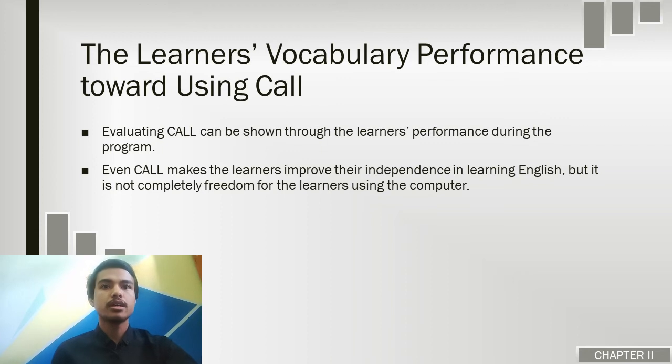Even though CALL makes the learner improve their independence in learning English, it is not complete freedom for the learners using the computer. Muhammad, 2012, assumed that some rules should be designed to control and limit students in what they do instead of giving them complete freedom, which is against the learning goal of the program. This is to achieve the goal of the learning.